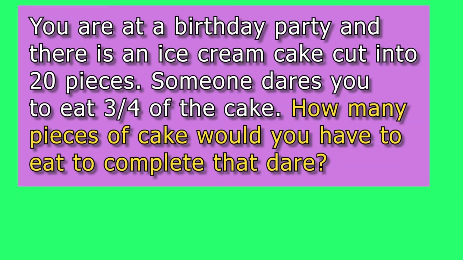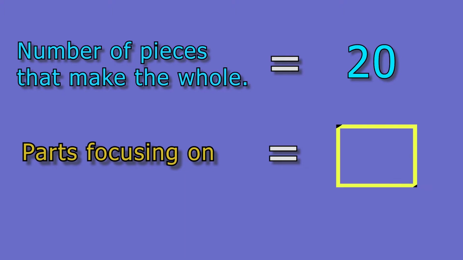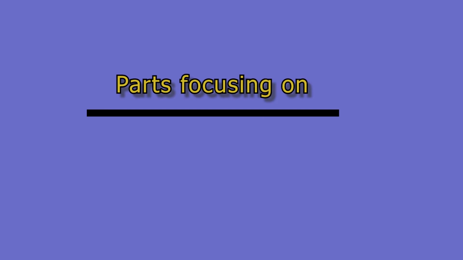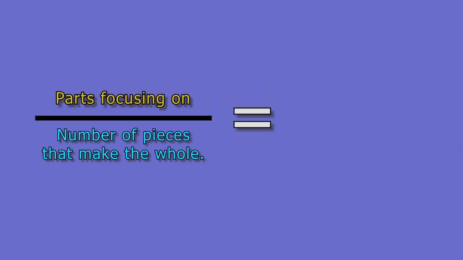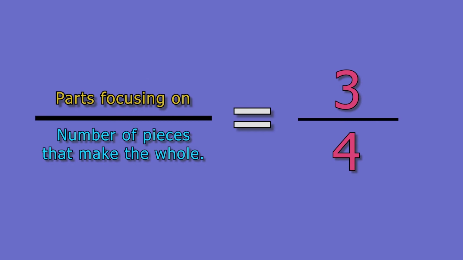The number of parts we are focusing on is the amount of cake you are being challenged to eat, which is unknown. But what we do know is that the unknown amount of cake out of this 20-piece cake is supposed to be equal to 3/4. And since these fractions are supposed to equal each other, they are equivalent fractions.